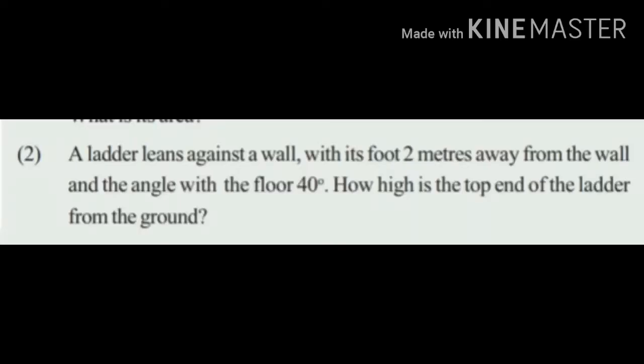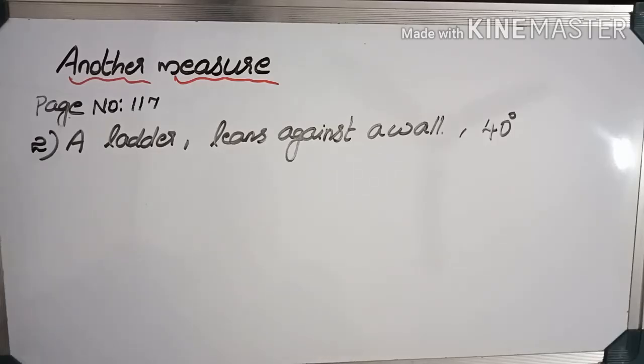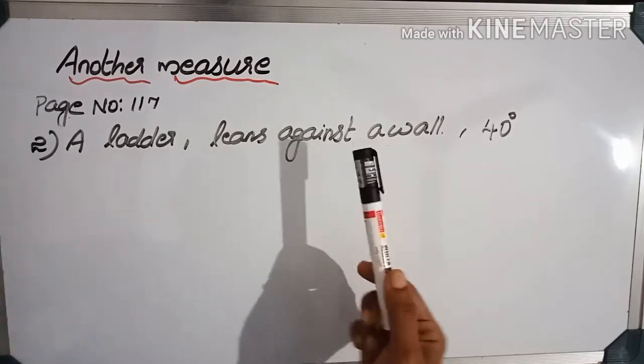Question number 2. A ladder leans against a wall with its foot 2 meters away from the wall and the angle with the floor 40 degree. How high is the top end of the ladder from the ground? Also, figure is not given. We have to draw the rough figure. Very important question. So question is, a ladder leans against a wall.